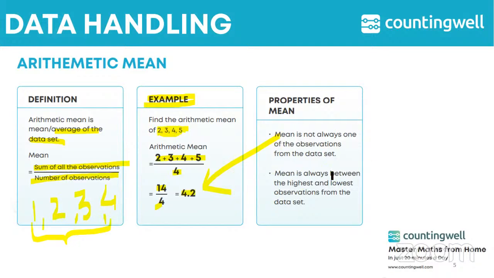One more property is it always lies between the highest and lowest observations from the data set. So which one is the highest observation here? Highest observation is 5. Lowest observation is 2. You can see 4.2 lies between 2 and 5. Correct? And it is between 2 and 5.